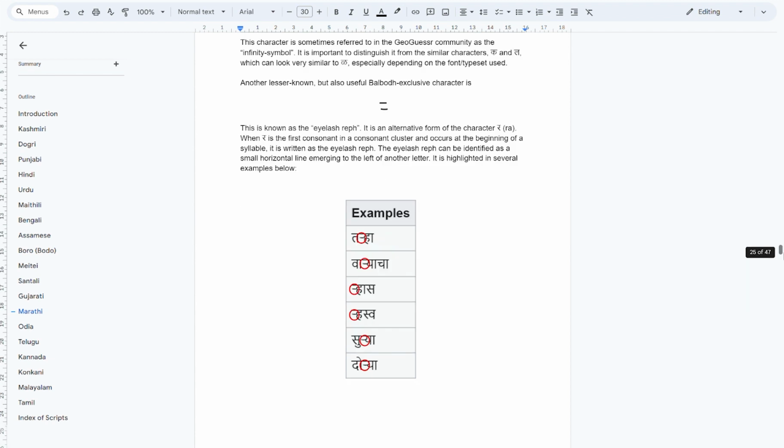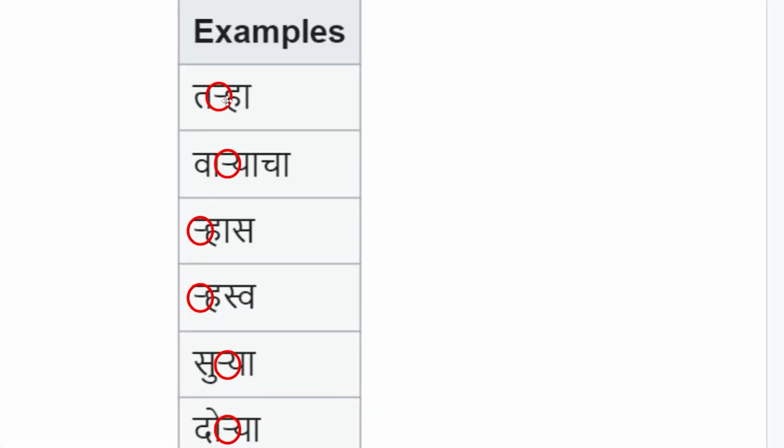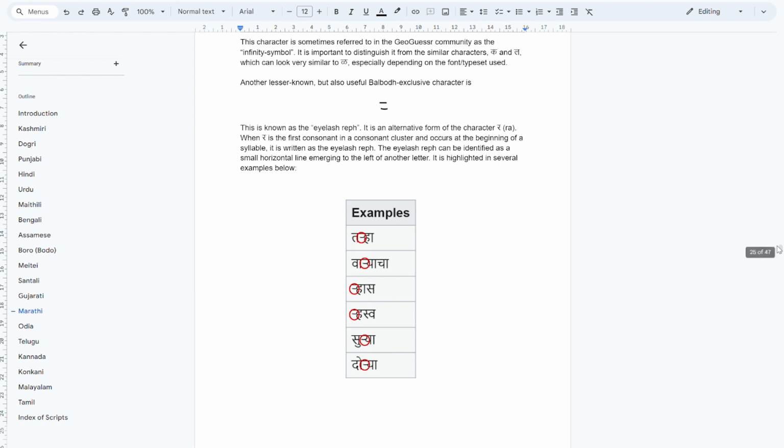Another lesser known but also useful Balbod exclusive character is this one. It's called the eyelash ref. It's an alternative form of this character here, Ra. When Ra is the first consonant in a consonant cluster and occurs at the beginning of a syllable, it's written not as this character but as the eyelash ref, this one. So you can identify it as a small horizontal line emerging out the left of another letter. So some examples here, you can see this small horizontal line coming out to the left, this one here, and so on and so forth, a bunch of examples. Those are all the eyelash ref.